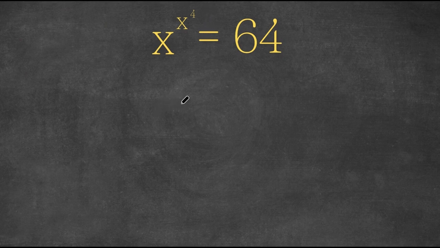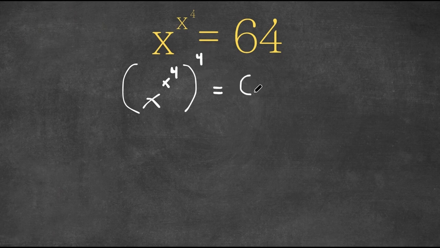So now what I'm first going to do is take the power of 4 on both sides. So now we have x to the power of x to the power of 4, to the power of 4, is equal to 64 to the power of 4.